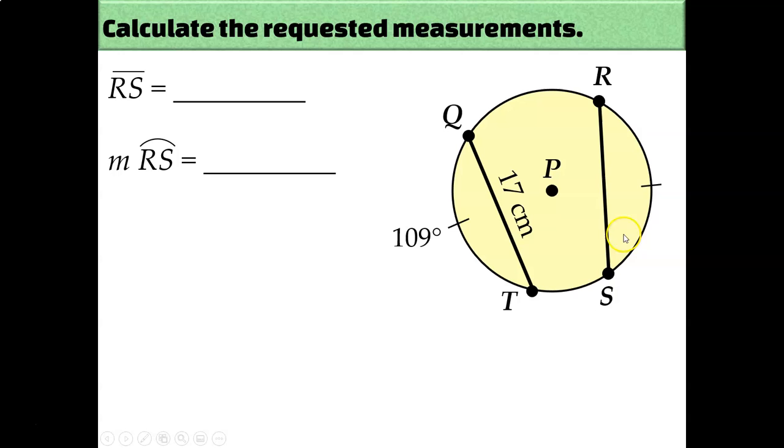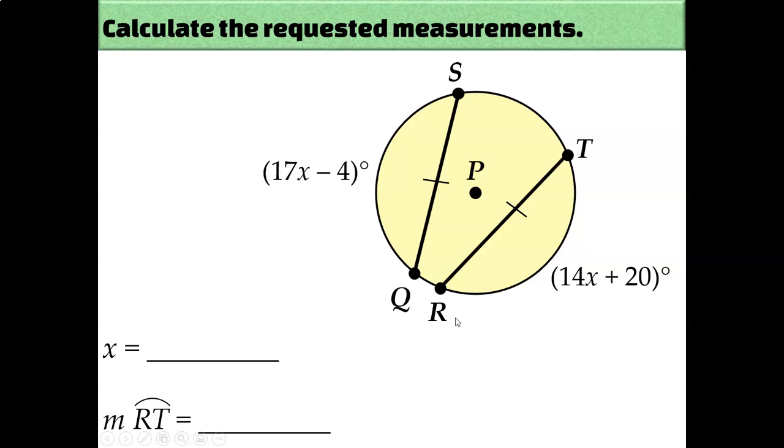If these two arcs are congruent to each other, then these two chords must be congruent to each other. So RS would have to be 17 centimeters because QT was 17 centimeters. And the measure of arc RS would have to be 109 degrees because the measure of arc QT was 109 degrees. Pretty easy. We can also apply this idea to algebraic problems like this one.